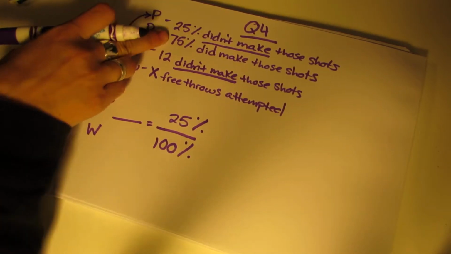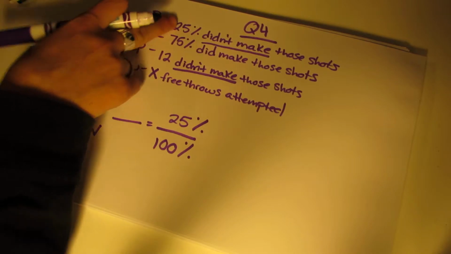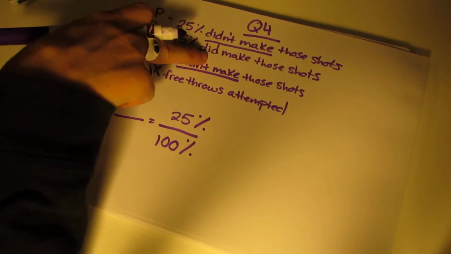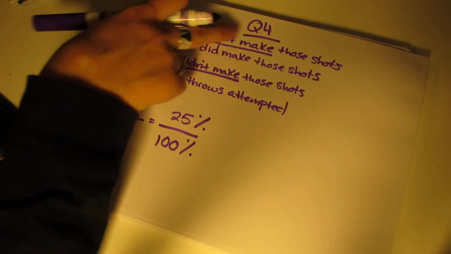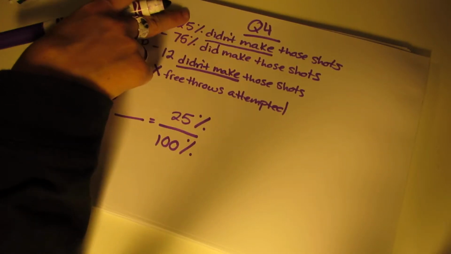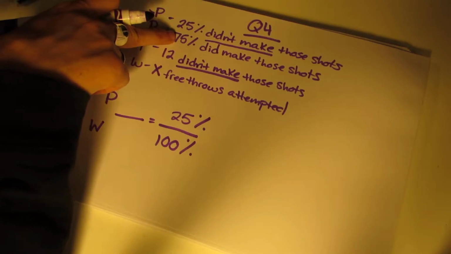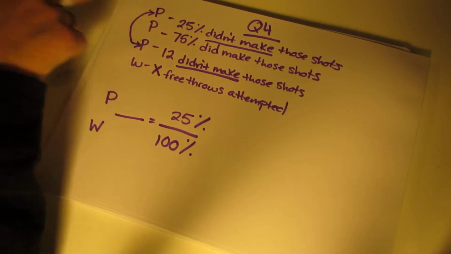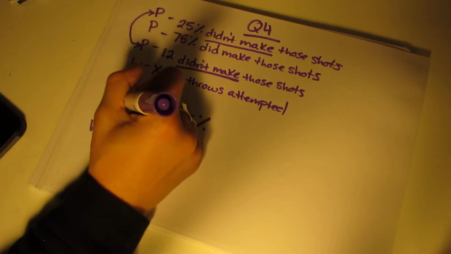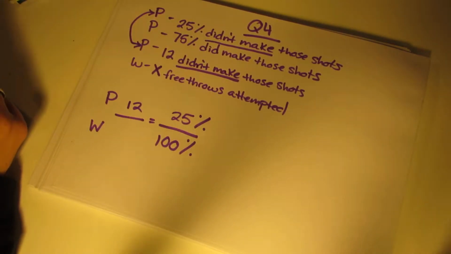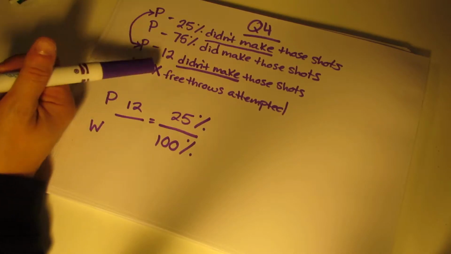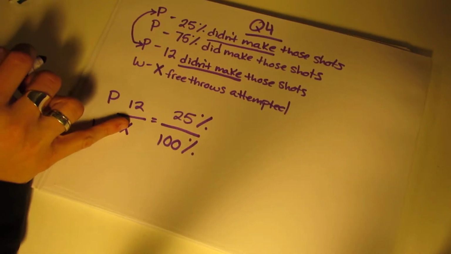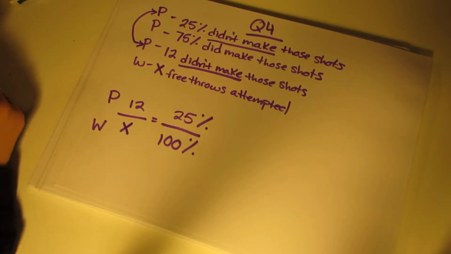And again, just to clarify, guys, when you add your two percents, it should equal 100, right? 75% is what he did make, and 25% is what he didn't. That's how I figured out 25. I subtracted 75 from 100, and I was left with 25%. Okay, so then I have 12. It says 12 didn't make those shots, okay? And then I have my whole, the X goes here. I cannot put anything else here other than the X, okay?